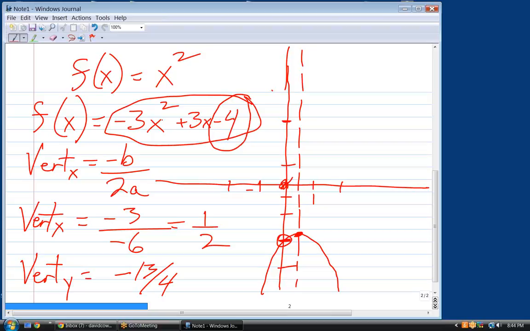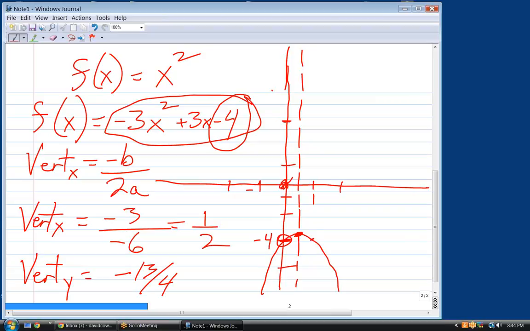Well, whenever you let x equal 0 in a quadratic, the only thing you're left with is the constant. In other words, if I plug in x of 0 into this thing, I get minus 4. So we're going to cross the y-axis at minus 4.